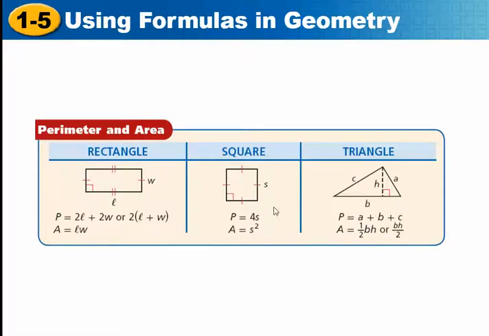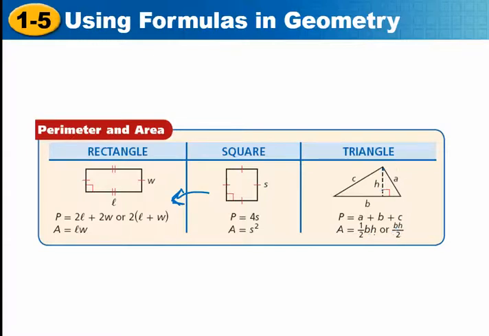In a square, you could just use the same formulas as for a rectangle because a square really is just a special rectangle. Or you can make it simpler on yourself and multiply 4 times the side length, and for the area take the side length squared. In a triangle, for the perimeter, you will just add all 3 sides up. For the area, you will either take 1/2 base times height or base times height divided by 2. They give you the same answer.